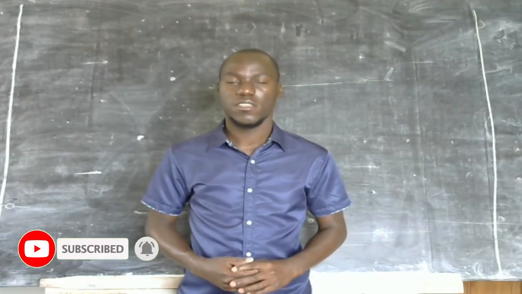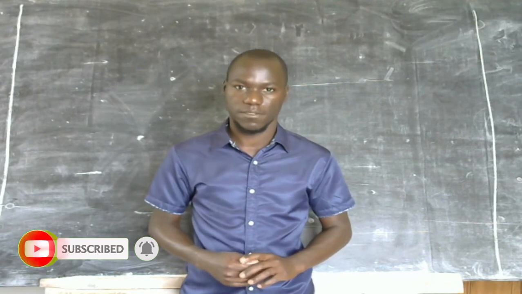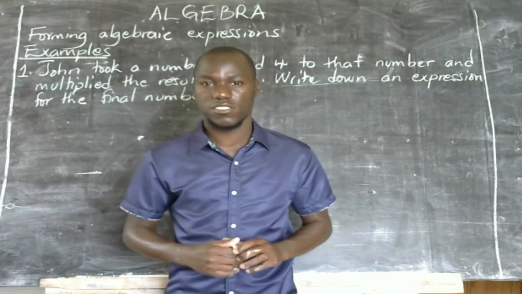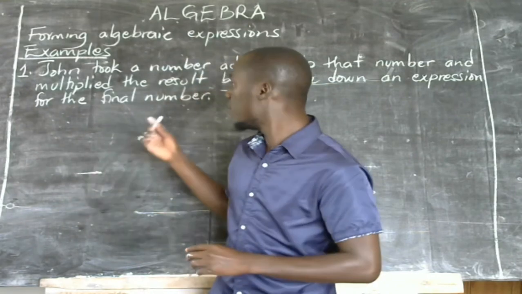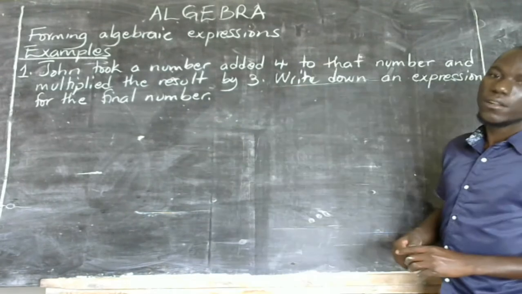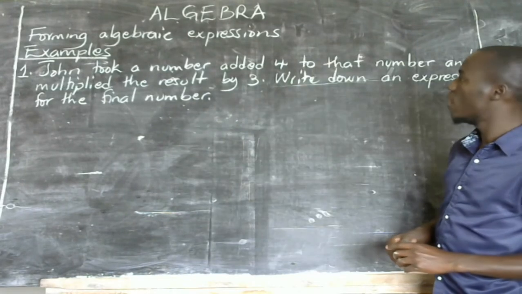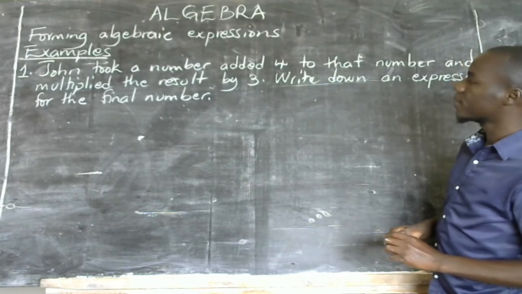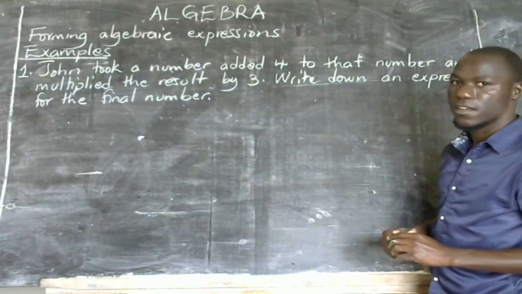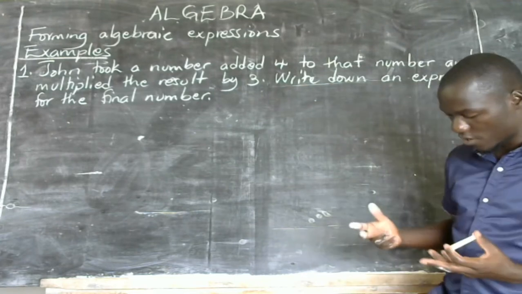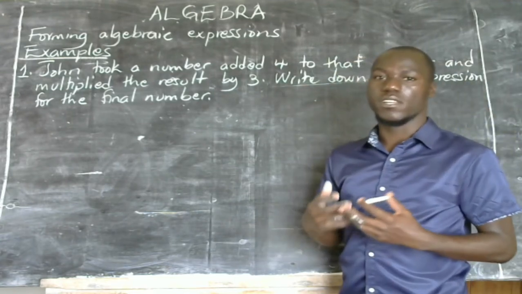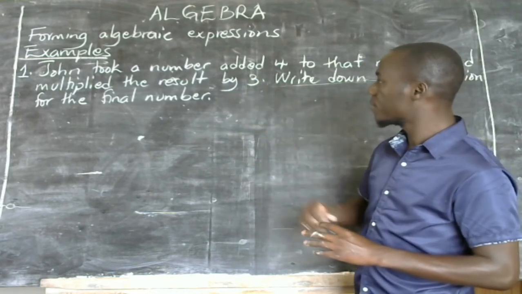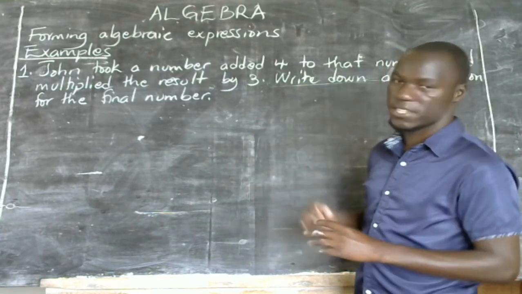In our lesson today, we are going to talk about algebra. In algebra, we are going to begin by forming algebraic expressions. For example, my example one there: John took a number, added 4 to that number, and then multiplied the result by 3. So now we are going to let that number be any unknown. Then we try to form an expression mathematically.